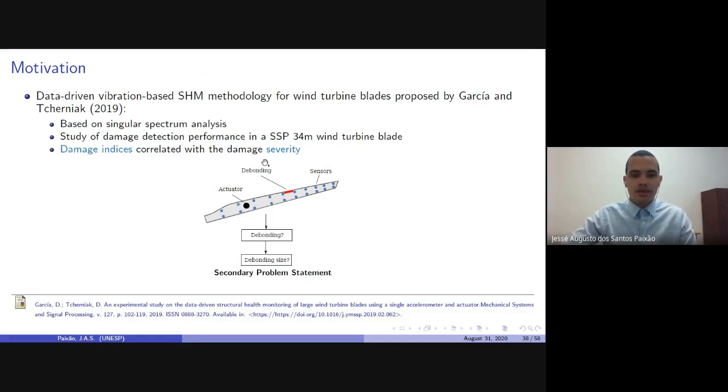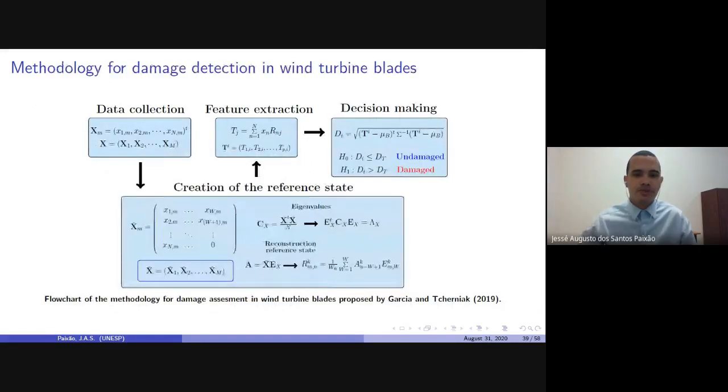Then, based on this conclusion, we decided to explore the application of the Gaussian process regression model in order to step forward to the damage quantification level. This is illustrated in the secondary problem statement, where I have a wind turbine blade instrumented with some sensors and an actuator, and we are interested in the debonding detection, which was already performed by Professor David Garcia with his methodology. And in this case, we are interested in the debonding size estimation using the Gaussian process regression model, which is the contribution of this work.